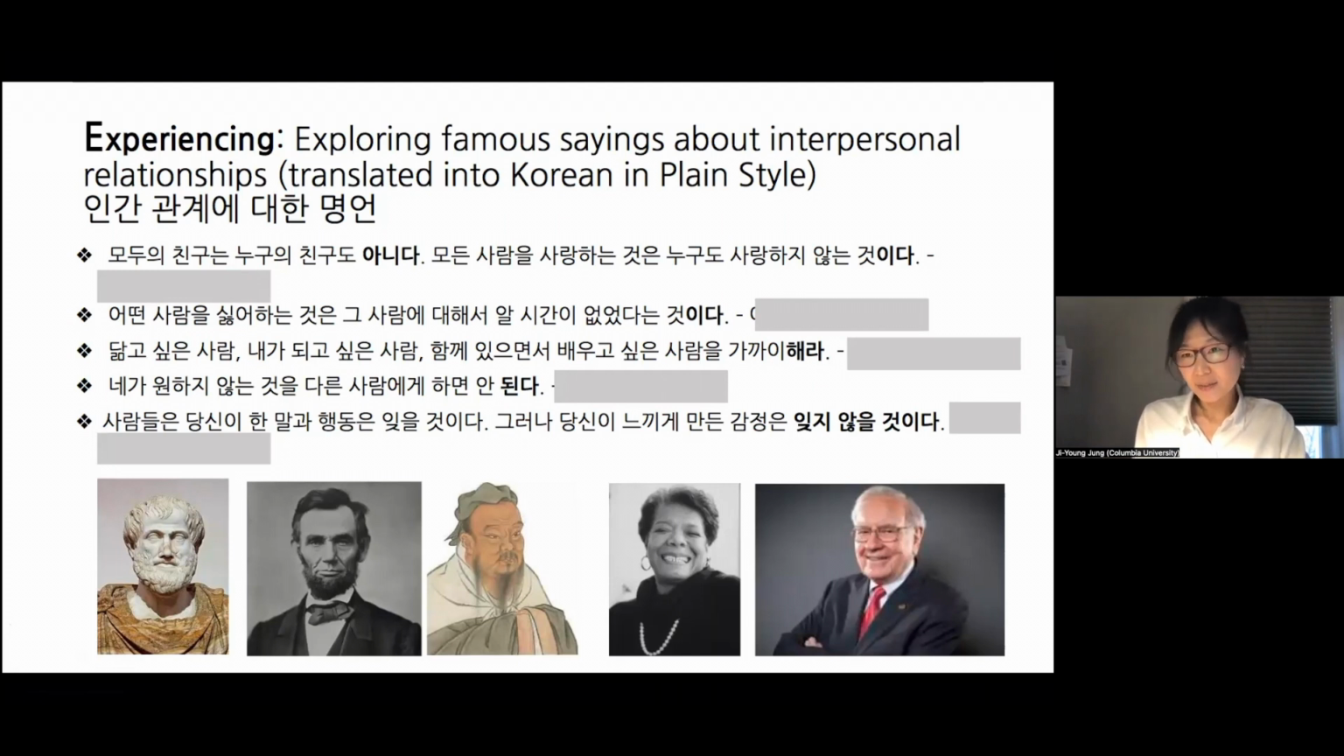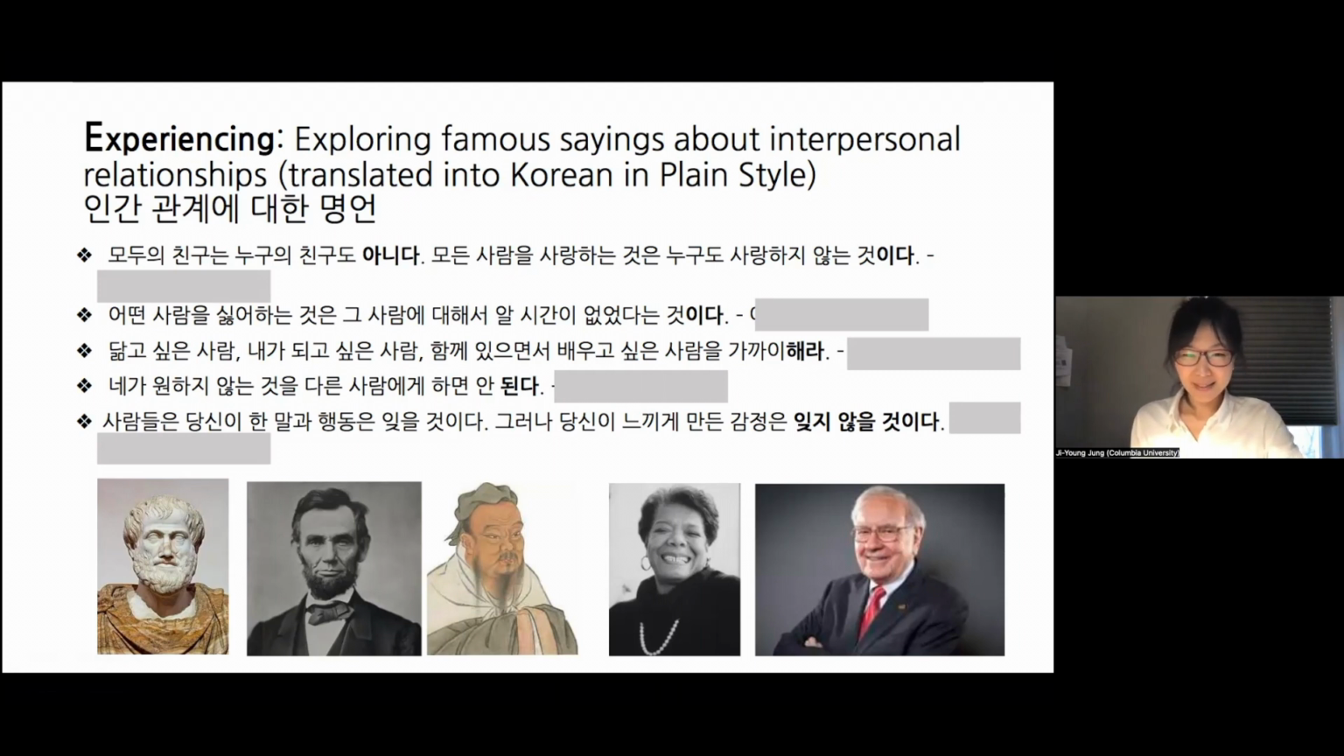And this speech style is really important because this written plain style is used in formal genres, and my heritage students are not familiar with formal contexts and how to use language in those contexts. So since the theme was interpersonal relationships and social life, I listed some famous, wise sayings, translated into Korean in plain style, and then I had them match the sayings and the people who said those.